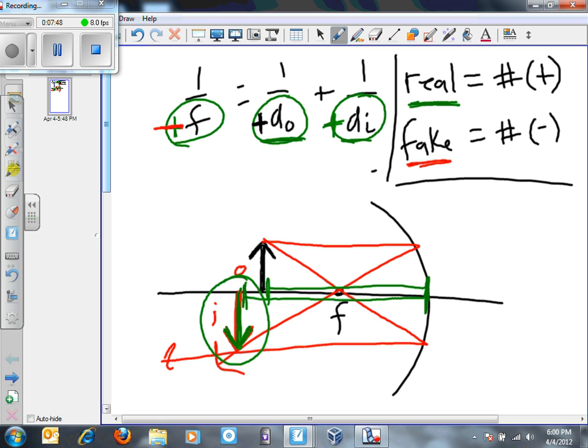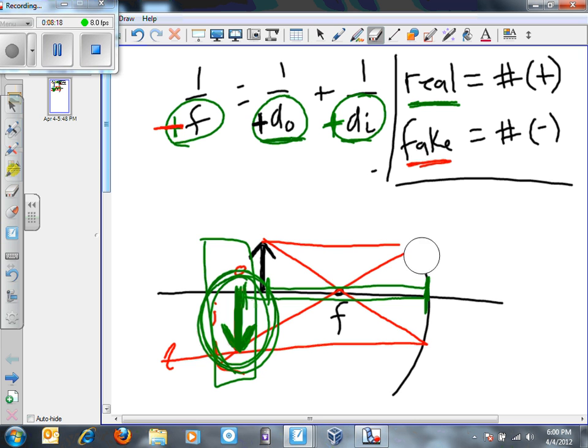Now, how do I know it's a real image? Well, plain and simple. Every inverted image is real. Okay? And along with this real image being real, it could be focused and placed on a board. So if I had a tag board here, I could see a picture in focus on my tag board. So I can project a real image. Okay? Let's take a look at another instance here.